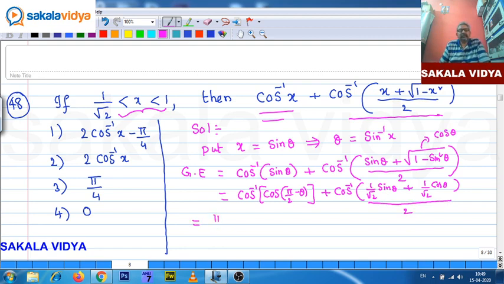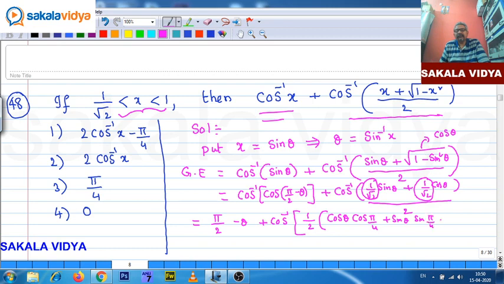This is pi by 2 minus theta plus cos inverse of, we have this 1 by 2 here, into cos theta, this 1 by root 2 is cos 45 degrees, plus this 1 by root 2 is sin 45, sin theta sin 45, okay. But here into root 2, here you will be getting root 2 times, okay.